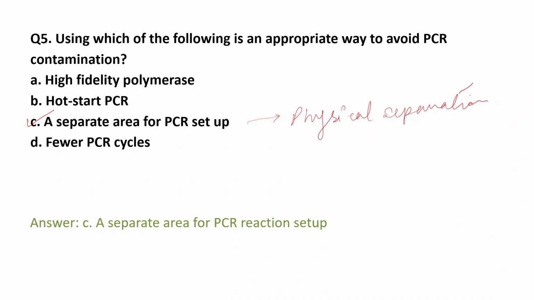What about high fidelity? High fidelity polymerases usually have very high accuracy in DNA replication. It improves DNA replication, and there are fewer mutations also, but it doesn't address the contamination issue.